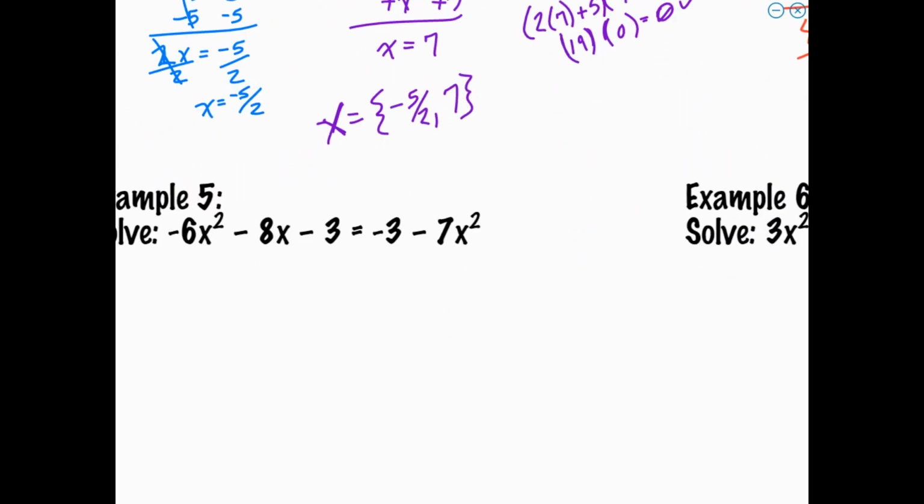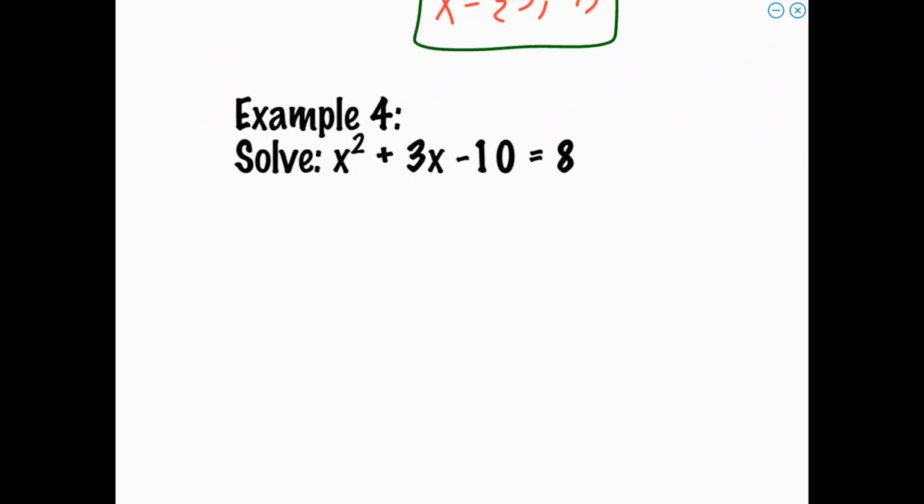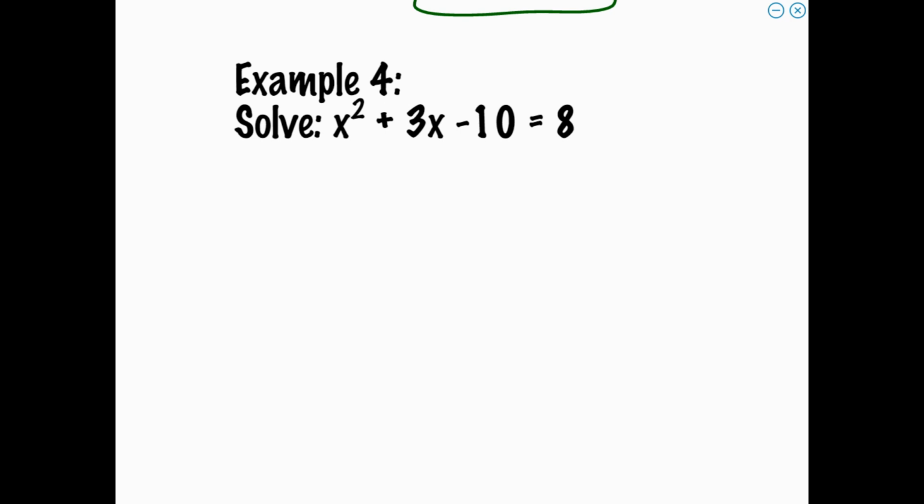Okay, so example number 4. What do we notice about it? It's not already factored for us. What else? What's the very first step tell us to do? It doesn't equal 0. So we have to make this equal 0. So how can I get rid of this 8 so that this side equals 0?